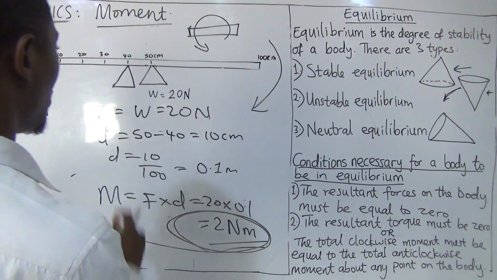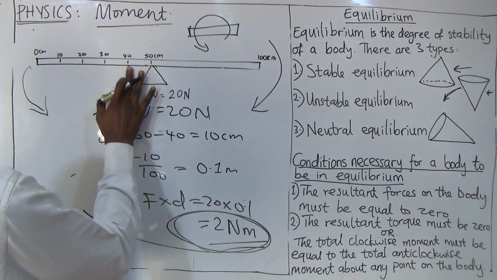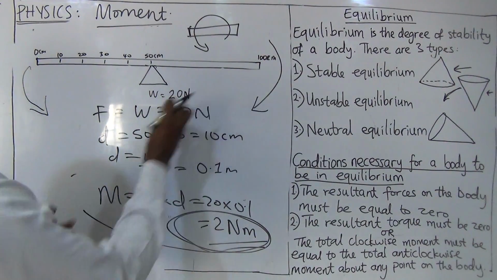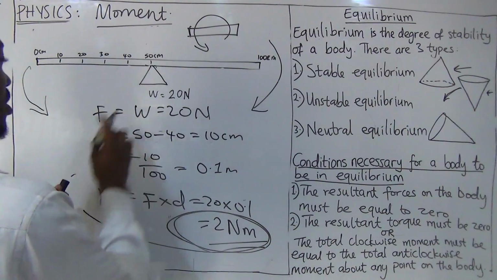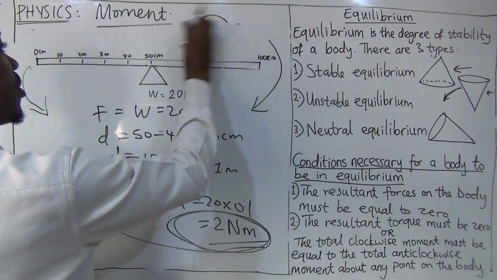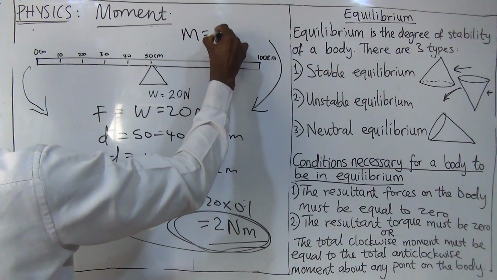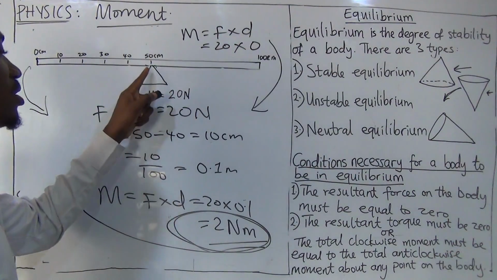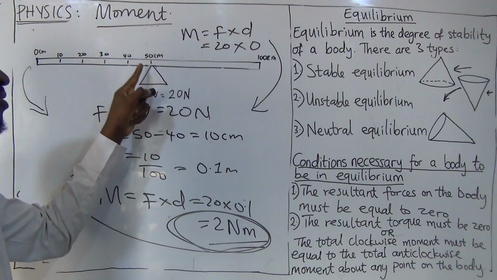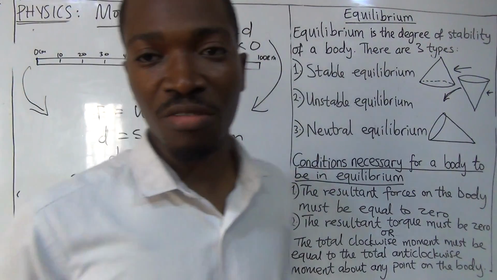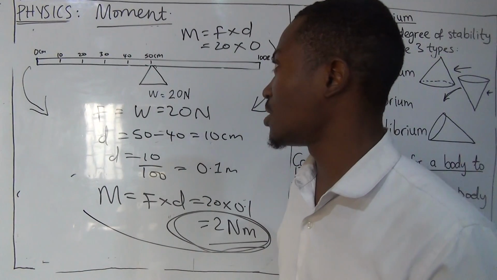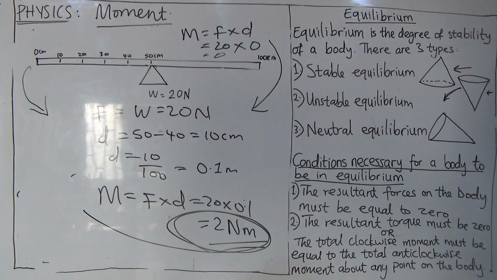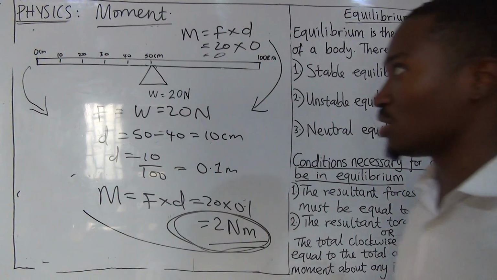But in a situation whereby it's resting on the center of gravity, moment is force times distance. The weight is 20 Newton. So, if you want to calculate the moment in this situation, the moment is the force multiplied by the distance. The force is the weight, which is 20 Newton. The distance is 0. The distance between the center of gravity and the knife edge is 0, because the center of gravity is where the knife edge is resting. So if you multiply 20 by 0, you get 0. So the resultant moment is 0. That's why the body is considered to be in equilibrium.